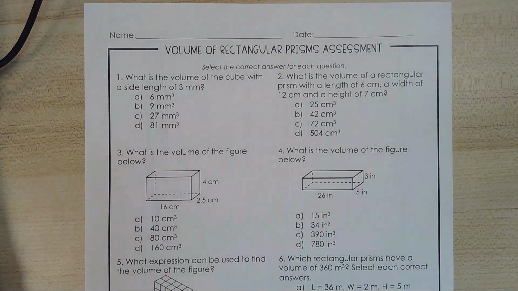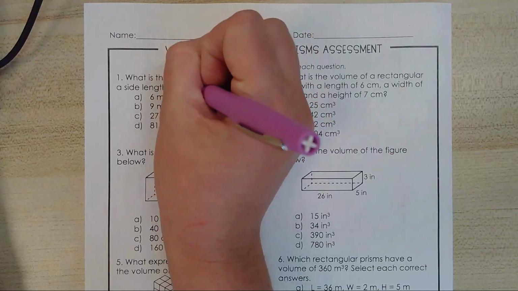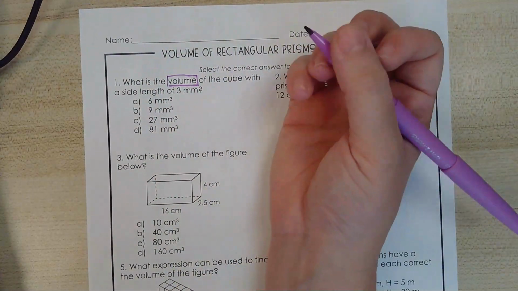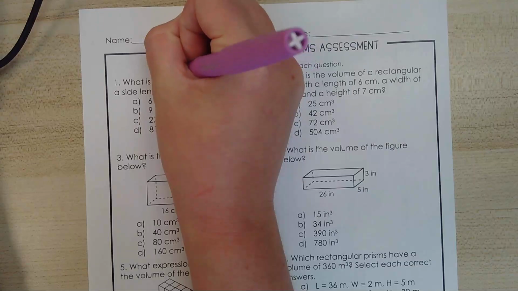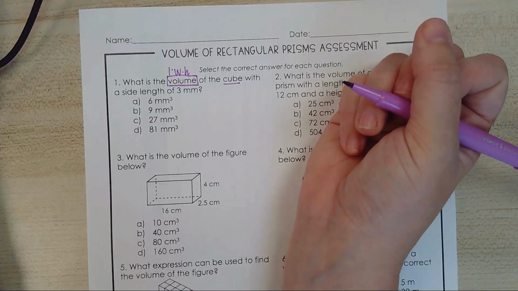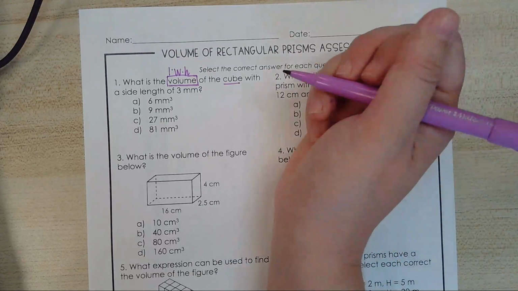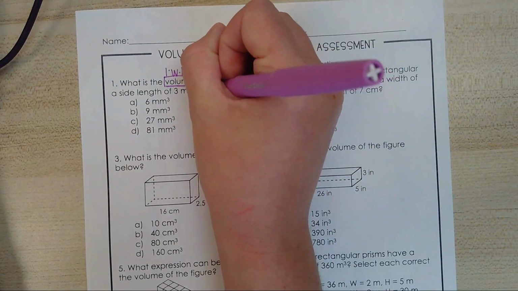Our homework from day before yesterday was on volume of rectangular prisms. I asked you on number 1 and number 2 to find the volume and the what? Surface area. Okay, first let's just find the volume, because that is going to be our answer for one of our choices. So volume, remember the formula is length times width times height, and it says it's a cube. Well, remember all sides are the same length with a cube. So what is being multiplied here? 3 times 3 times 3.